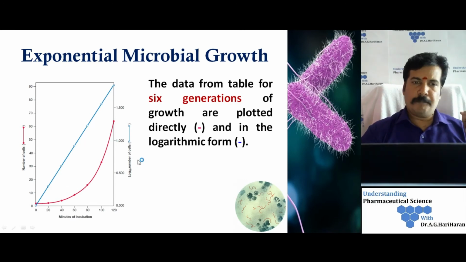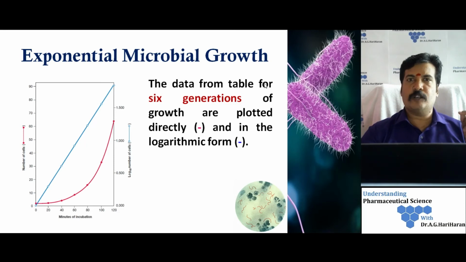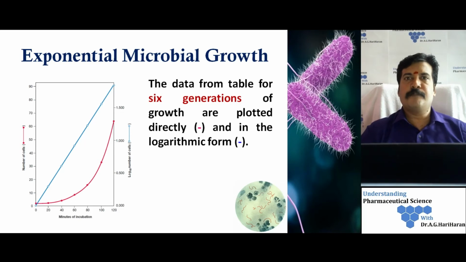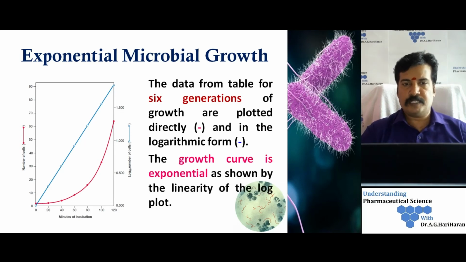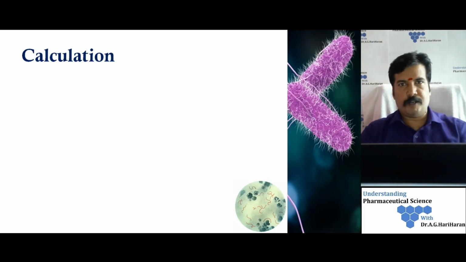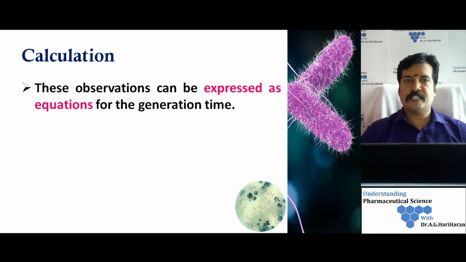So if I apply a logarithmic form, I will get a linear curve. Out of this, I can easily calculate the generation time. Generally the logarithmic form is applied for mathematical calculations. For the 6th generation, both the normal graph and the logarithmic graph you can see in this picture. From this we can directly calculate the generation time also. Let us start the calculation part, how we can calculate the generation time, mean generation time and mean growth rate.